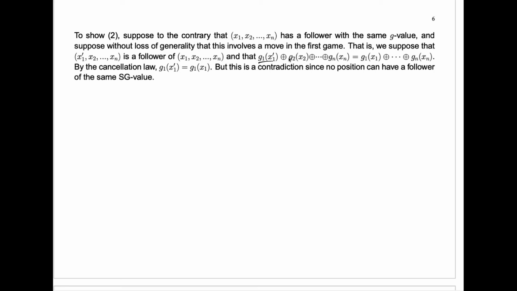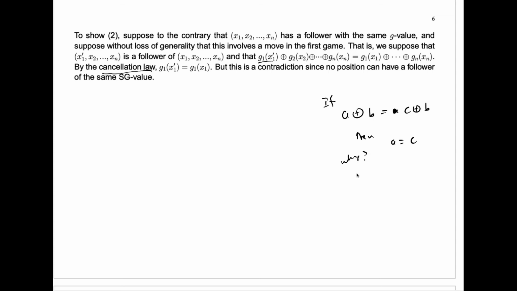But then we can use the cancellation law. What is the cancellation law? The cancellation law says that if a plus b is equal to, let me call it c plus b, then a equals c. We just cancel the b's. Does that work with nim sums? Yes, it does. Why?